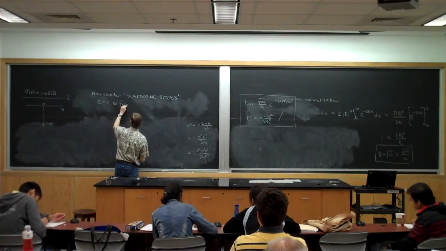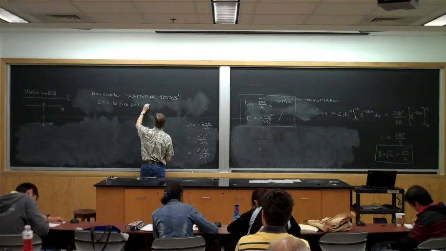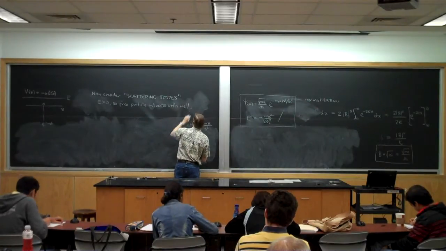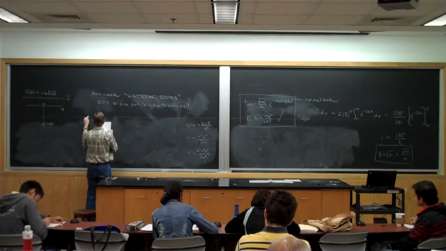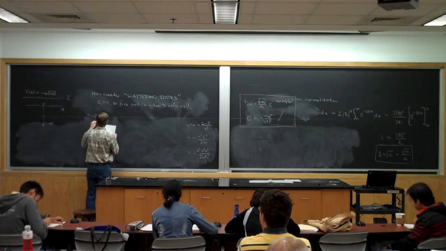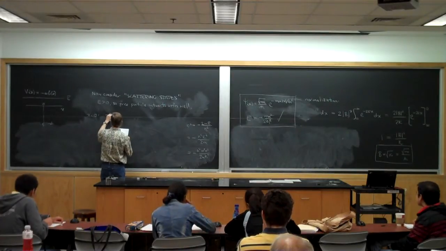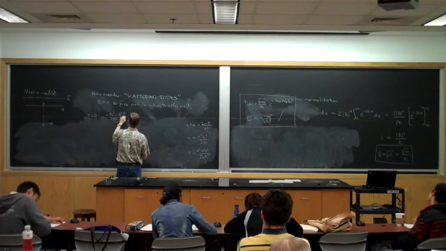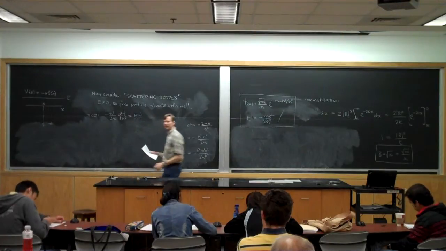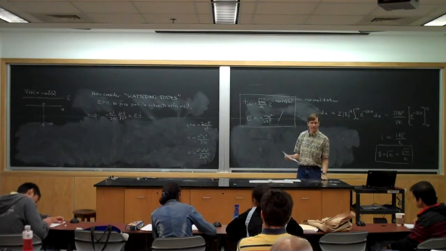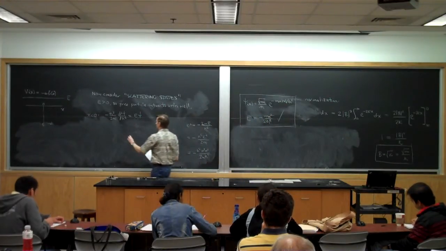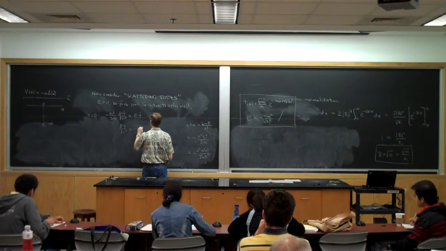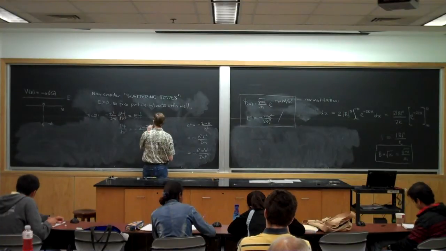E is greater than 0 here, so the free particle interacts with the well. So, for x less than 0, the Schrodinger equation, just like before, says minus h bar squared over 2m d squared psi dx squared equals E psi, because the potential is 0 for x less than 0. So this says the second derivative of psi with respect to x is minus 2mE over h bar squared times psi.